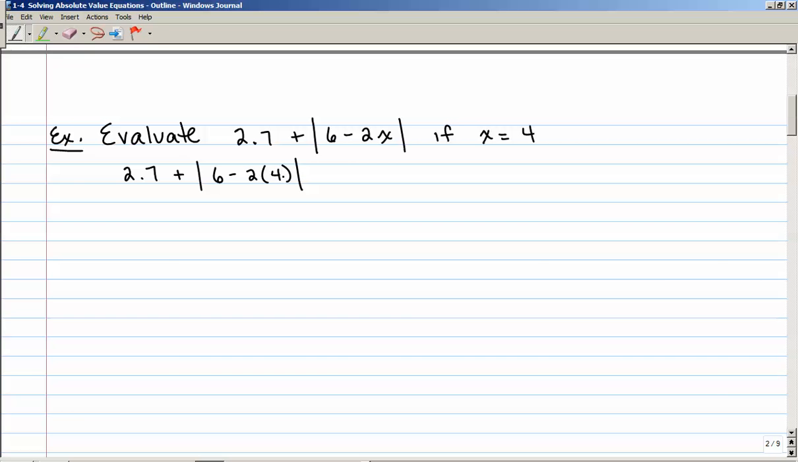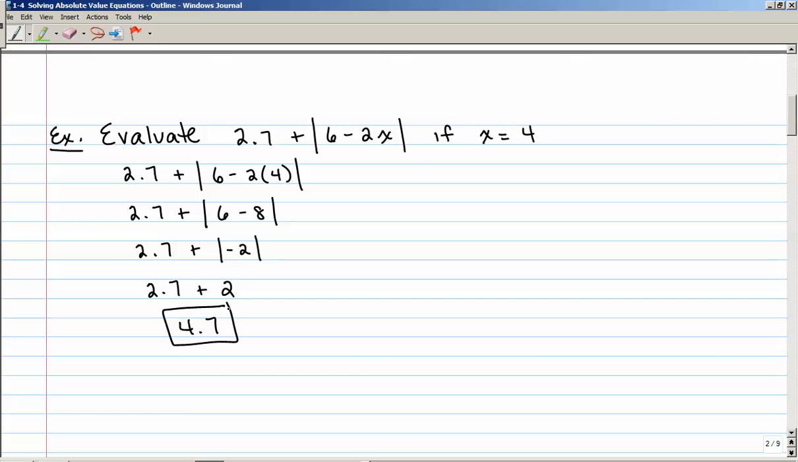So I need to deal with the stuff between the bars first. So I need to turn 6 minus 2 times 4 into a number first. Now apply order of operations to that. 6 minus 2 times 4, or 6 minus 8, the absolute value of that. Let's continue to evaluate between the bars. 6 minus 8 is -2. So now I have 2.7 plus the absolute value of -2. The absolute value of -2 is a positive 2, and that gives me a final answer of 4.7.